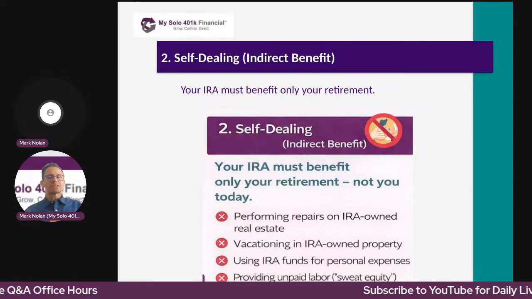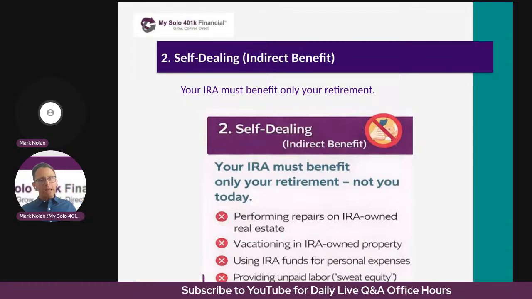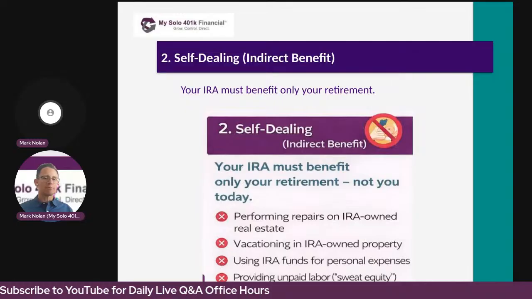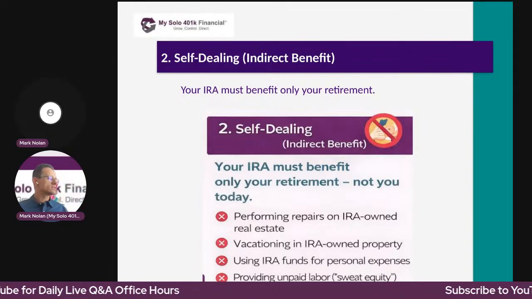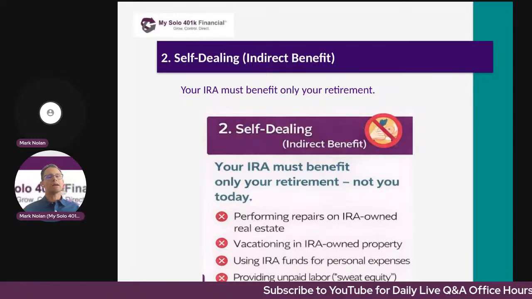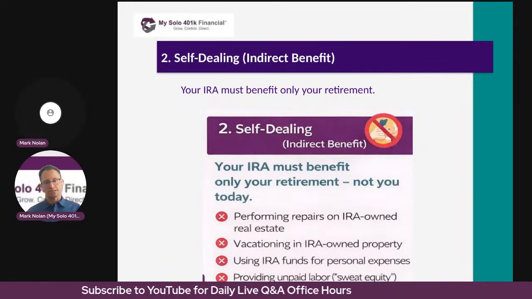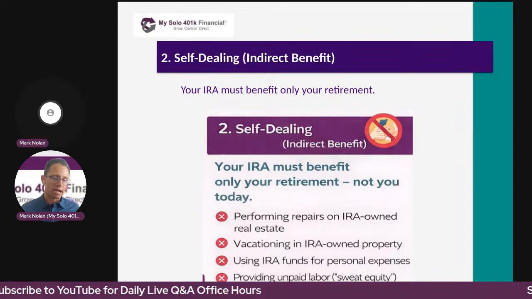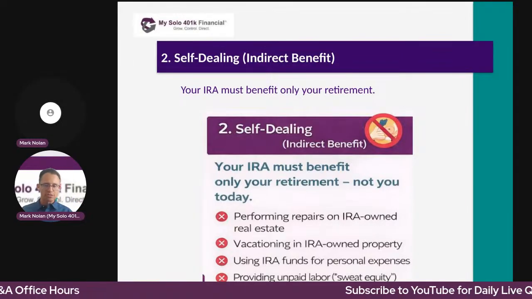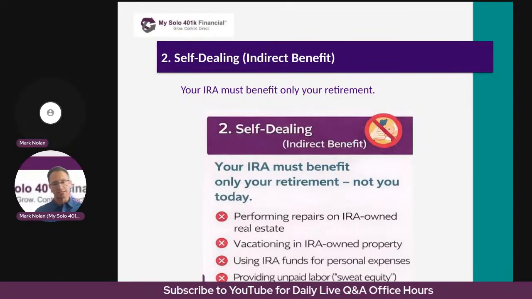So an example of self-dealing is sweat equity. If your IRA owns a rental property, you cannot personally perform renovations or repairs. So you're going to have to hire a contractor to perform those functions. And of course, that contractor cannot be your spouse, your children, your parents, and so forth. We talked about disqualified parties already and went over that list.